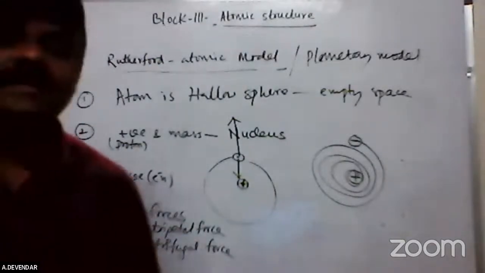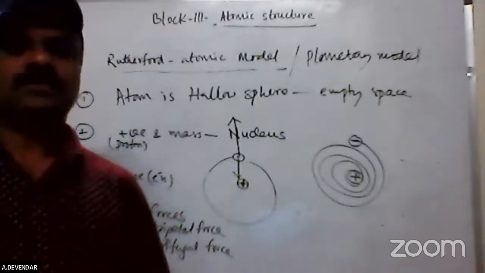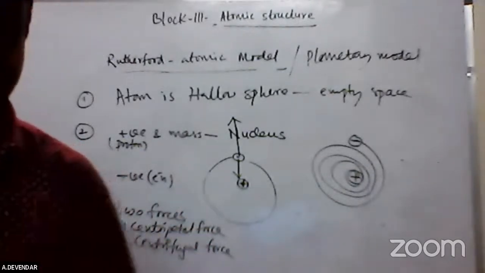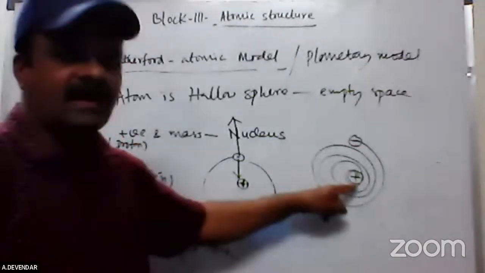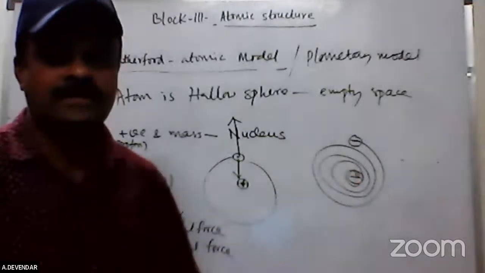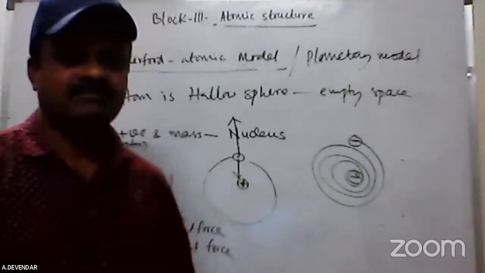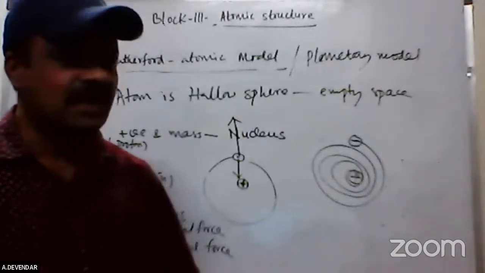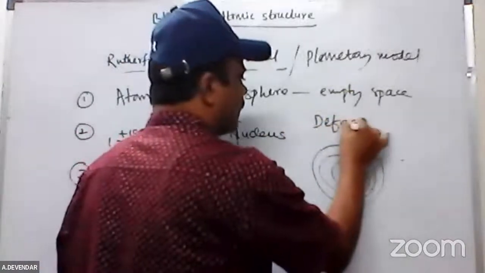But Rutherford does not explain this. According to electromagnetic theory, any oppositely charged particle revolving around the nucleus ultimately loses its energy. Losing energy means it comes closer and closer in a spiral path and falls into the nucleus. Falling into the nucleus means the atom will collapse. But atoms are stable and do not collapse anywhere. After 1,000 years or 100,000 years, atoms are stable only. He does not explain this. This is the first defect of the Rutherford model.